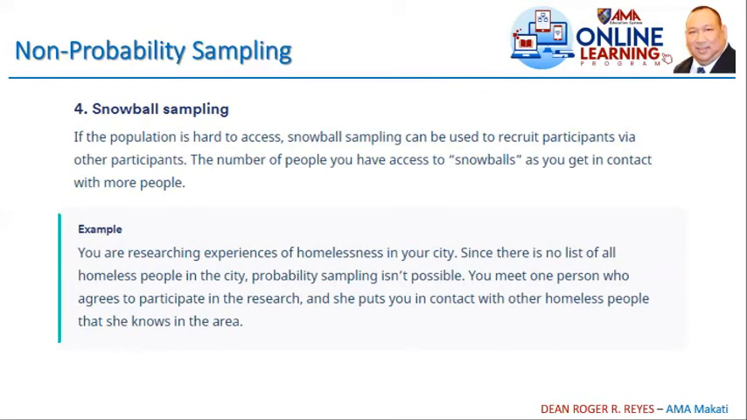Example natin, you are researching experiences of homelessness in your city. And since the city has no list of all homeless people, probability sampling is not possible. So you meet one person who agrees to participate in the research. So meron kong nakilalang isang homeless and then nag-participate siya sa research mo. And then she puts you in contact with other homeless people that she knows in the area. O nadagdagan na. At itong, kunyari, one, meron siyang nirecommend na dalawa. O di, meron ka na ulit na two.